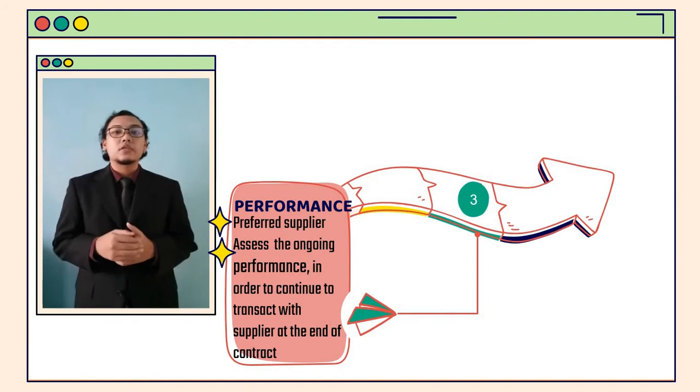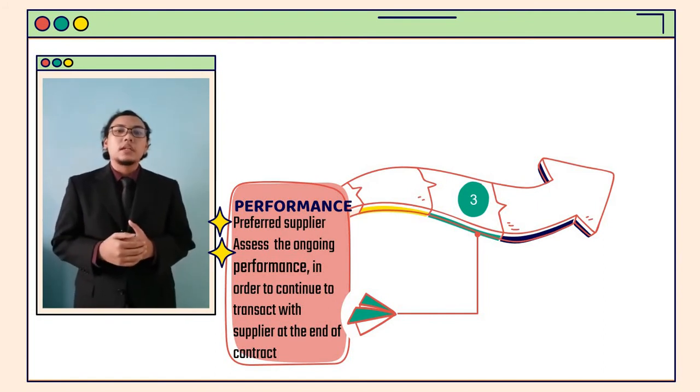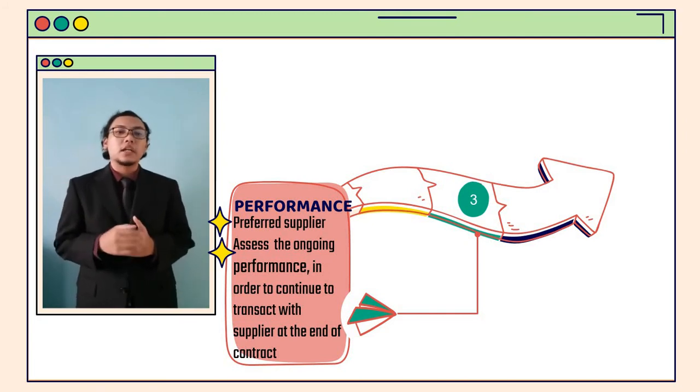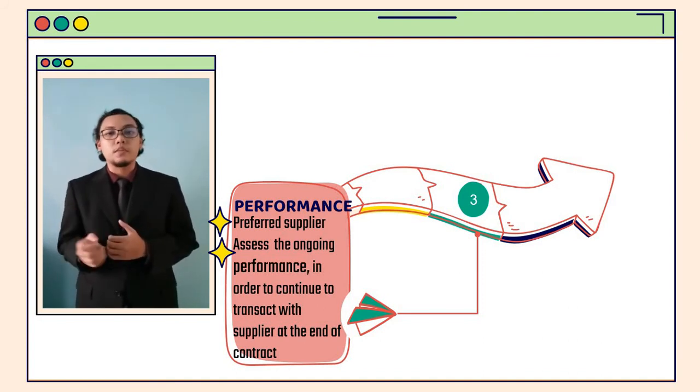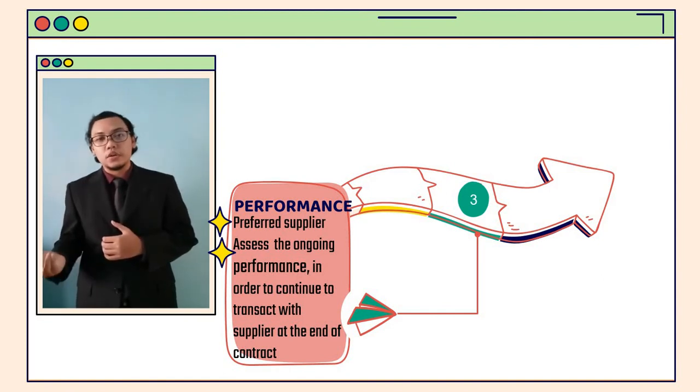Since selecting a supplier is costly, most organizations will enter into a formal contract which has a certain length of time. For example, a contract expires after 2 years. These methods are usually referred to as preferred supplier. Other than costing, this long-term agreement allows the organization to assess the ongoing performance in order to decide whether to continue with the supplier at the end of the contract or not.